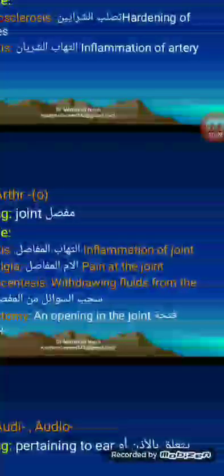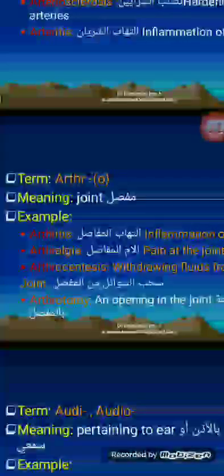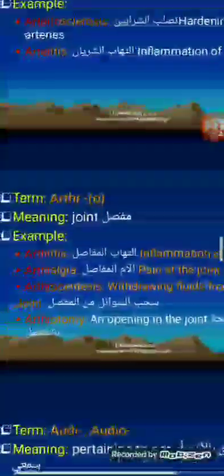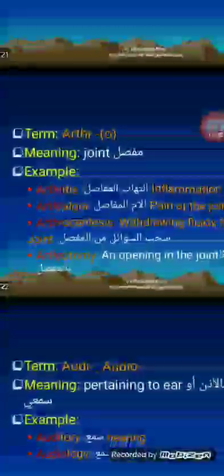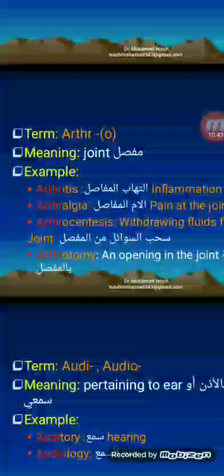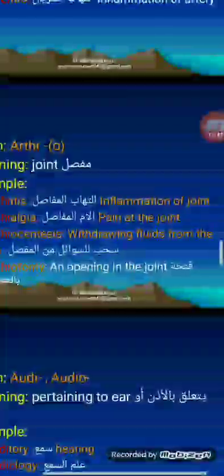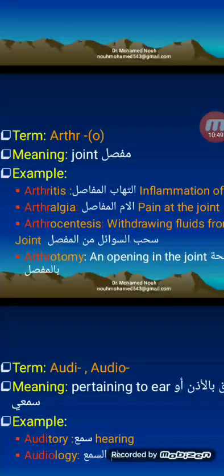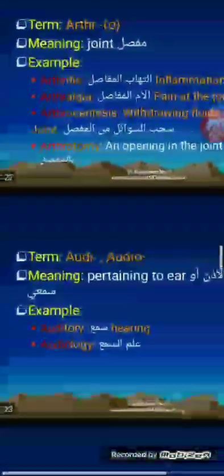Arthrocentesis, withdrawing fluid from the joint. Arthrocentesis is a procedure. Arthrocentesis means withdraw. You take fluid from joints. Arthrotomy, an opening in the joint. Arthrotomy means opening. This is a suffix at the end of the word.